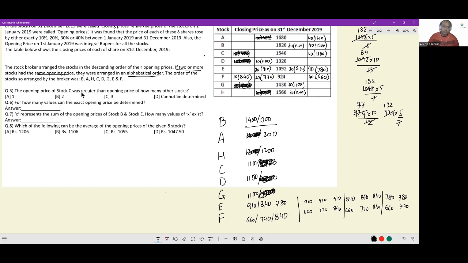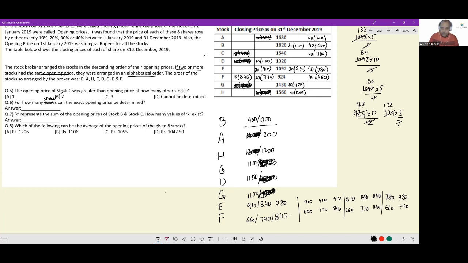The opening price of stock C was greater than the opening price of how many other stocks? C was not higher than D, was not higher than G. It was greater than only the prices of E and F. So 2 is the answer. For how many values can the exact opening price be determined? It should be for how many stocks. I will change that in the test. For how many stocks can the exact opening price be determined?